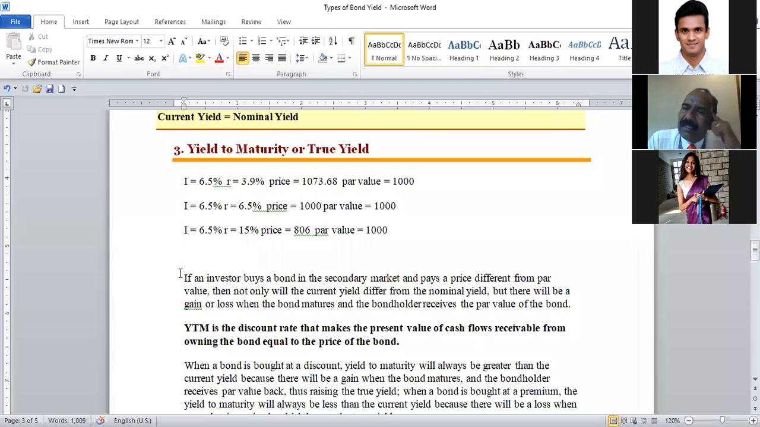The third case, I is equal to 6.5, R is equal to 15%, price is equal to 806, par value is 1000. In the case that you have done in the previous lecture, 15% is given and you have calculated 806. But in the yield to maturity case, 806 will be given. You will have to calculate that R. R is 15%.